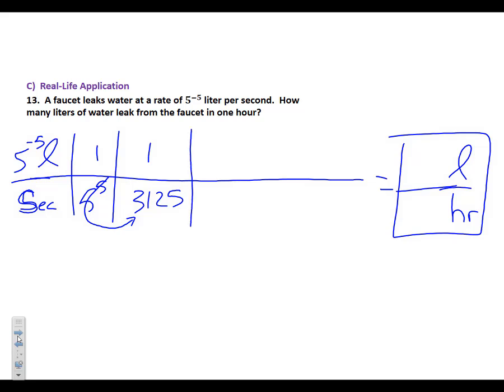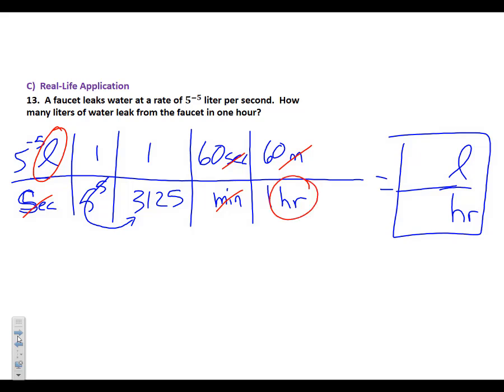All right, so now I've got liters per second. I got to get rid of that. And I know it's 60 seconds per minute. And I know that it's 60 minutes in 1 hour. So I look, and I've got seconds simplifying out, minutes simplifying out, and I'm left with liters per hour.